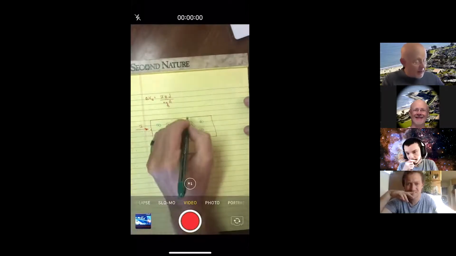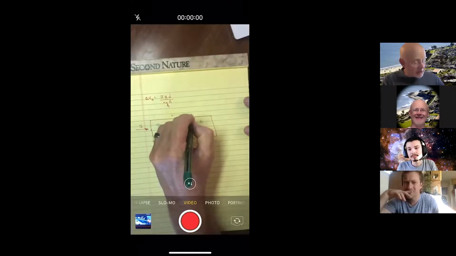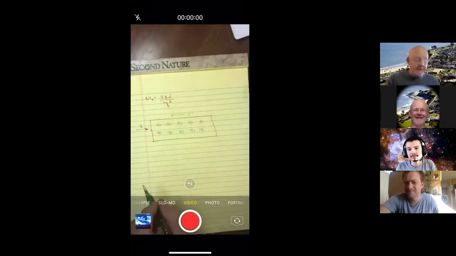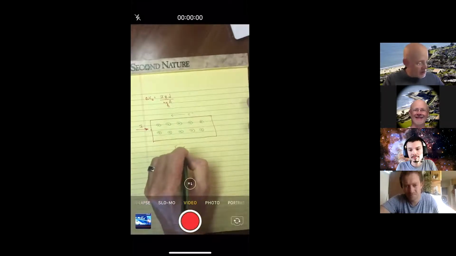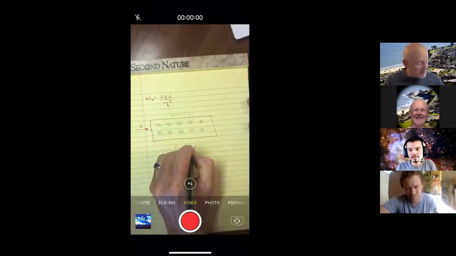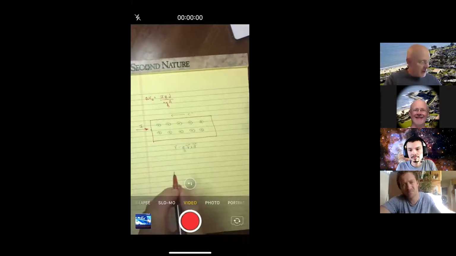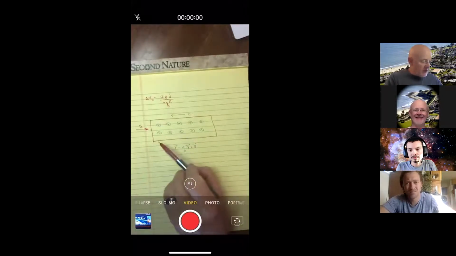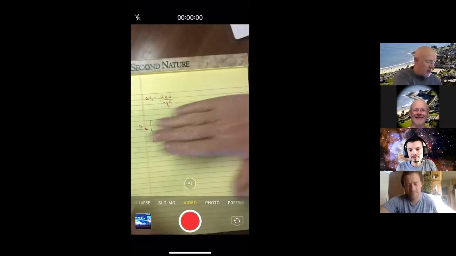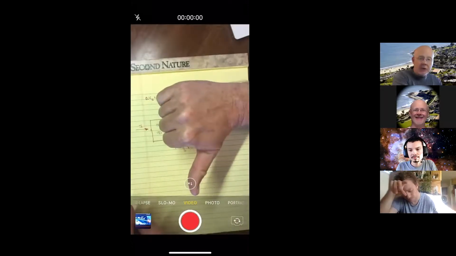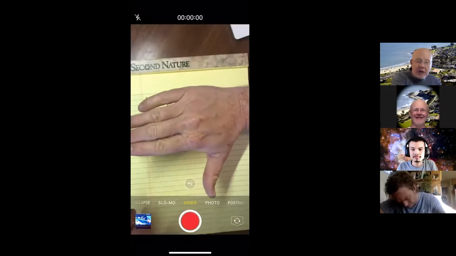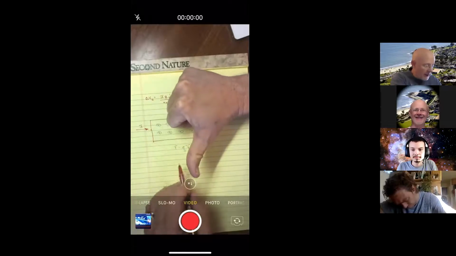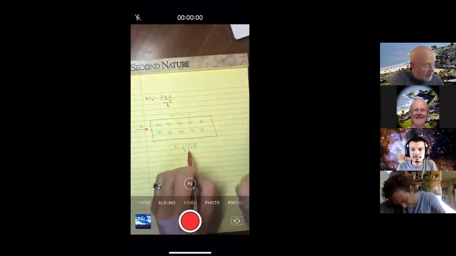So if the current's this way, what that means is the electrons are moving this way, and so the force on them would be the charge times V cross B. V, and I'm going to use my right hand, is going in this direction. B is into the board, so I'm going to close my hands. So that means V cross B is down. And so the final step is to realize that this part would be down.